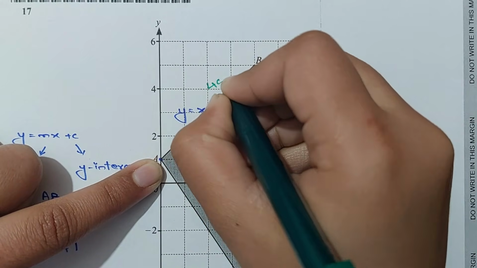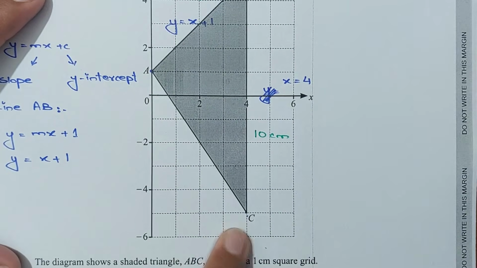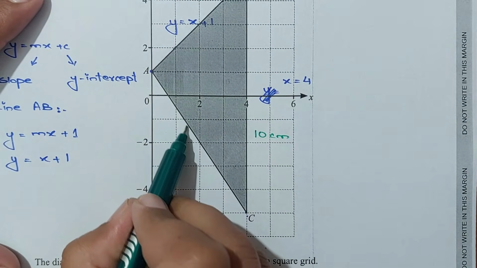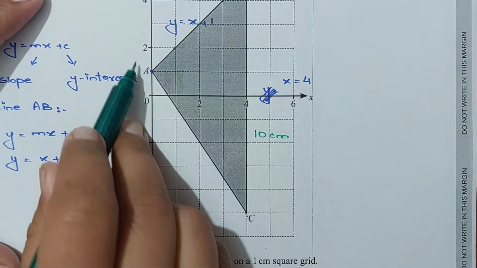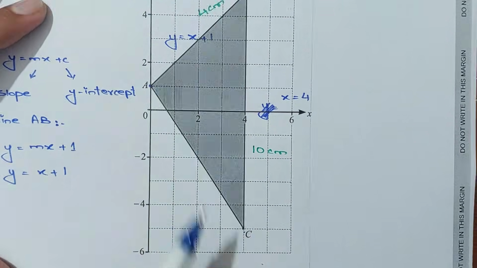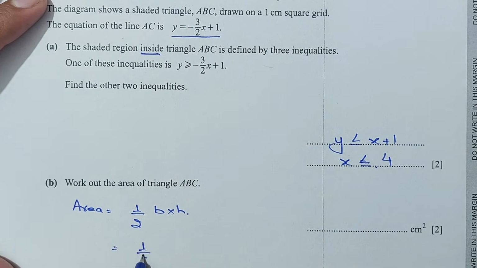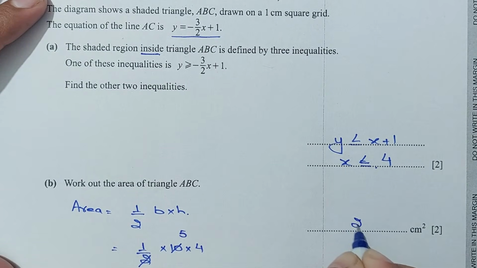This is 4 centimeter. But the line A to C, you can see this is not in the middle one, right? So we cannot find this length. Yeah. So we can consider 10 and 4. These are the two measurements. So 1 by 2 times 10 times 4. 2 times 5 is 10 and 5 times 4 is 20 centimeter square.